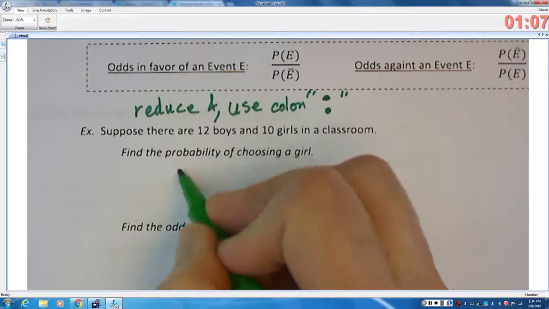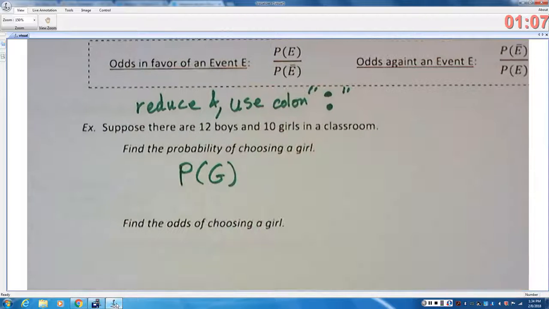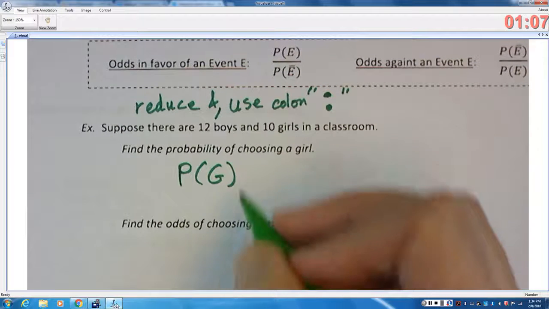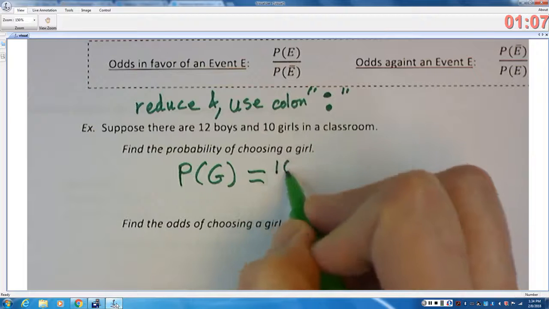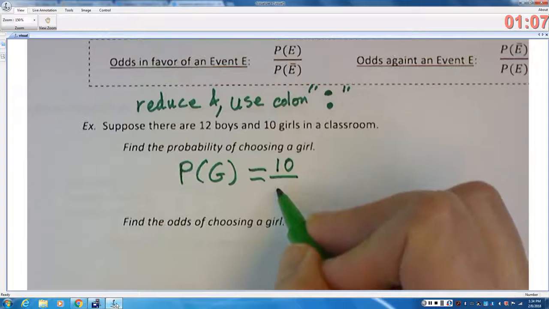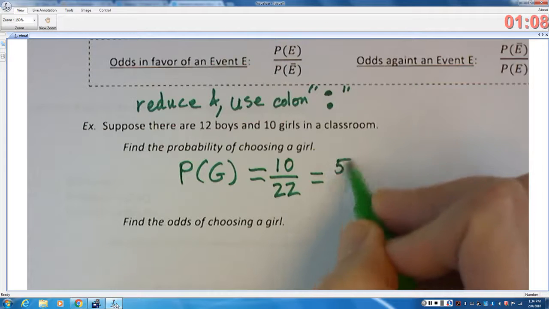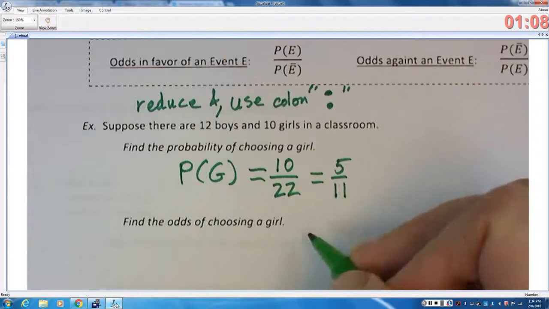a girl. So P of G, event G will be picking a girl. There are 10 girls, and you're picking at random, and there's how many students? 10 plus 12 is 22. And so that would be 5 over 11. That's probabilities.